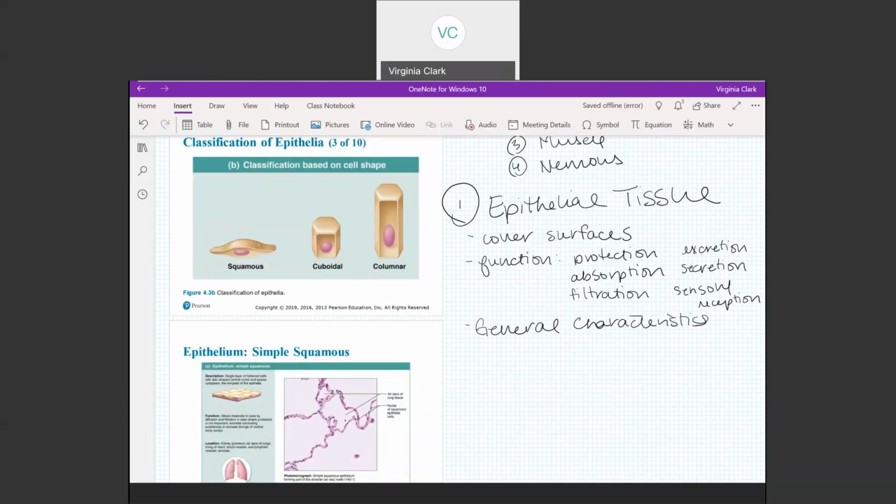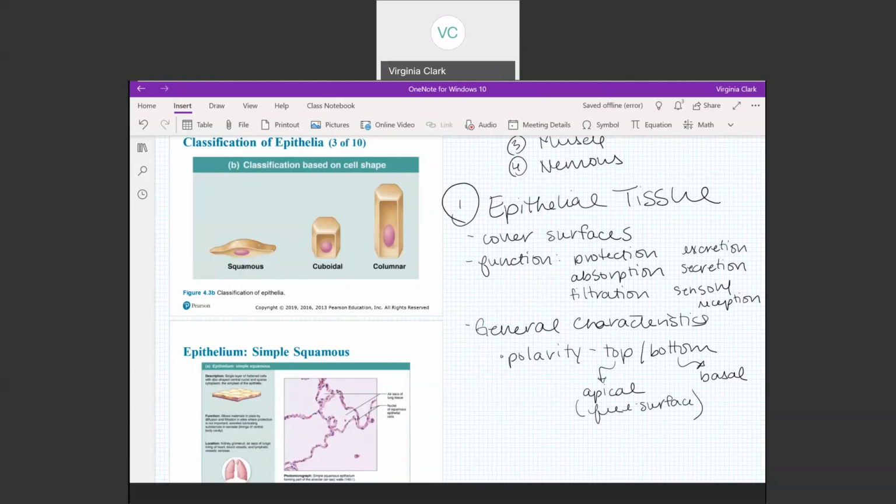First one is that there's going to be something called polarity. Polarity simply means that there's going to be a top and a bottom. This right here is going to be considered the apical, and this is going to be considered the basal surface.